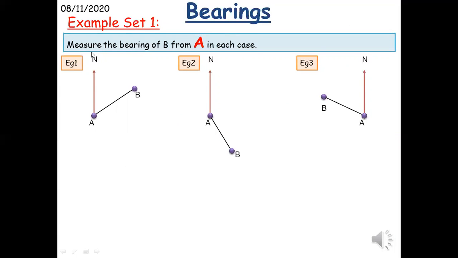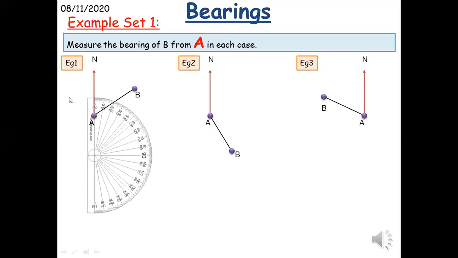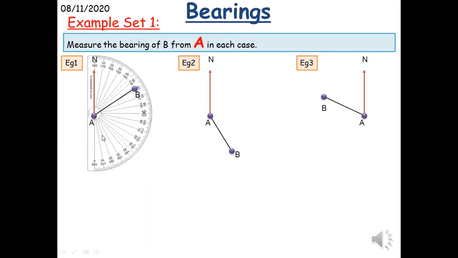Okay, measure the bearing of B from A. Since it said from A, I'm going to stand on A and take north as it's drawn here. In the first example, I'm going to put the protractor in the middle, parallel to the straight line, with the 0 on the north, and I'm going to measure it. It's almost 60, so I think it's 58. So the angle is 58. I'm going to write it 058.